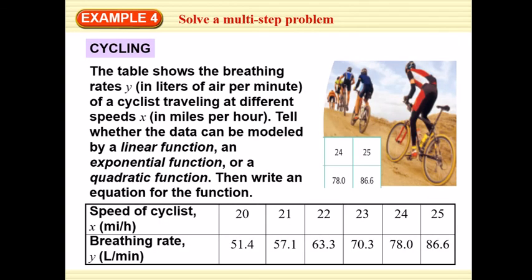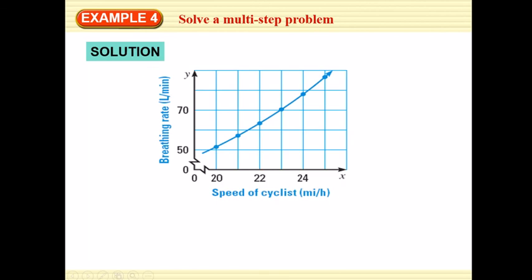All right, example 4. The table shows the breathing rates y in liters of air per minute of a cyclist traveling at different speeds in miles per hour. All right, so word problem, no big deal. We're still doing exactly what we have been doing. So we've got 1, 2, 3, 4, 5, 6 different points here, and we need to determine a relationship.